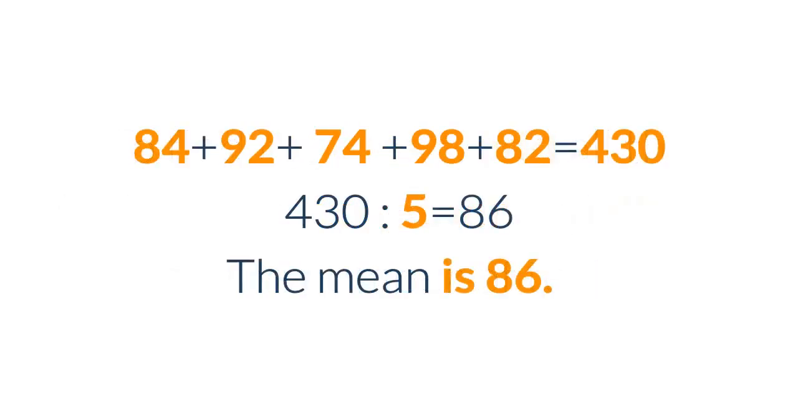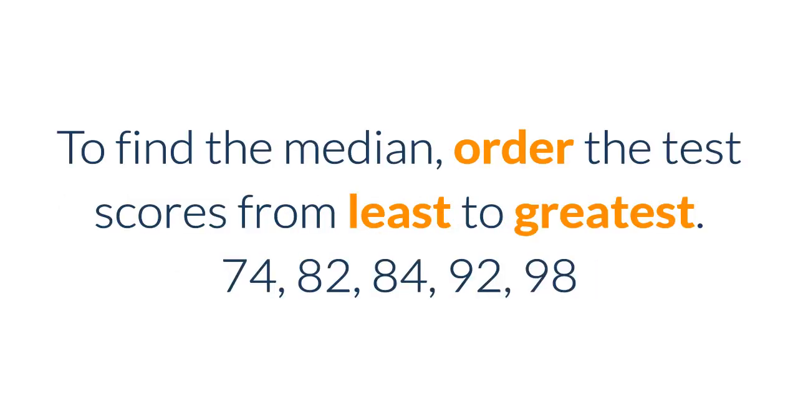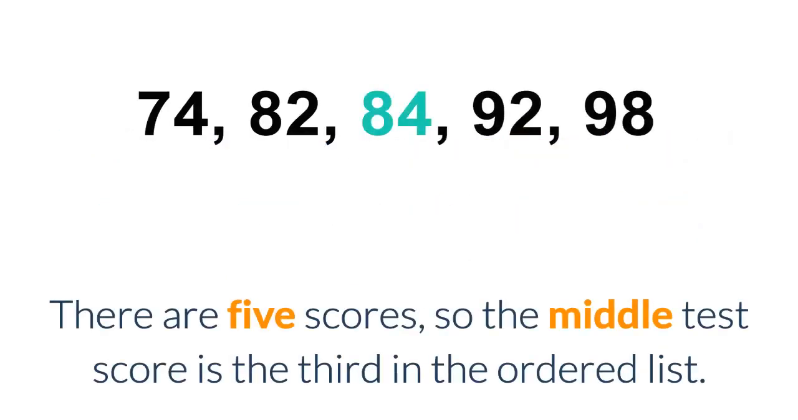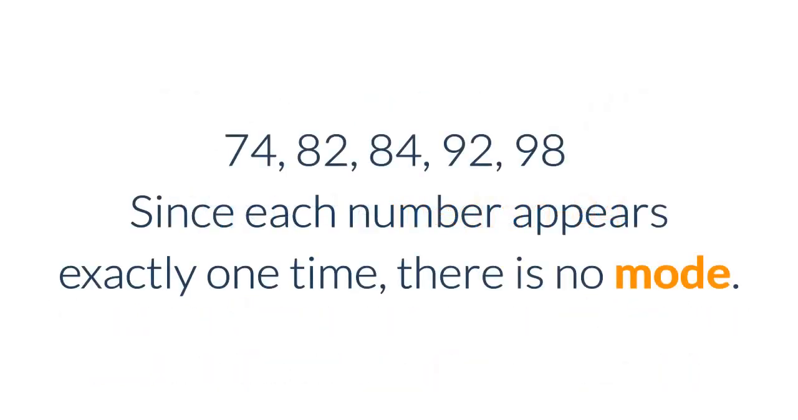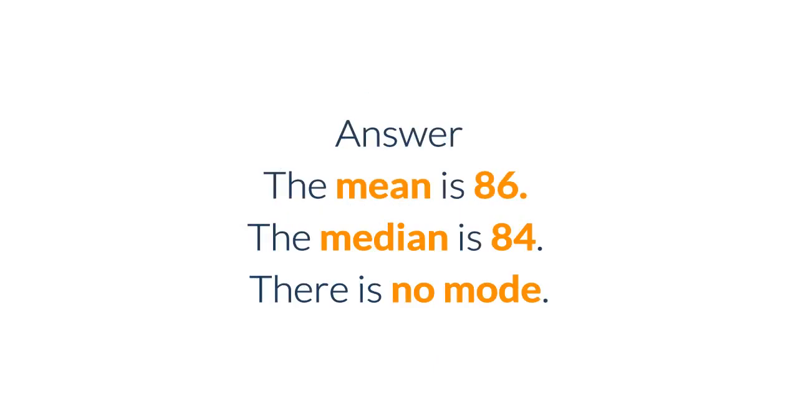The mean is 86. To find the median, order the test scores from least to greatest. There are 5 scores, so the middle test score is the third in the ordered list. This is the median, 84. Since each number appears exactly one time, there is no mode. So the mean is 86, the median is 84, and there is no mode.